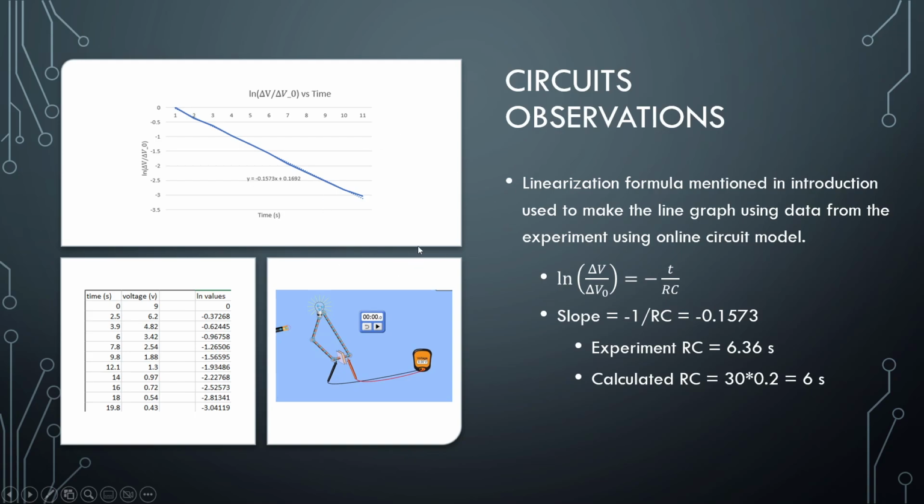So, some observations that we made with our 30 ohm bulb. Right here we connected the 30 ohm bulb, we set the capacitor to discharge, and we graphed the voltage across the capacitor while it was discharging for 20 seconds, and we used these values to make this graph right here. Using the linearization formula, you can see that the slope of this graph is equal to negative 1 over RC. So our experimental RC is 6.36 seconds, and our calculated RC, which is 30 ohms times the 0.2 farads, is 6 seconds. So they're pretty close.